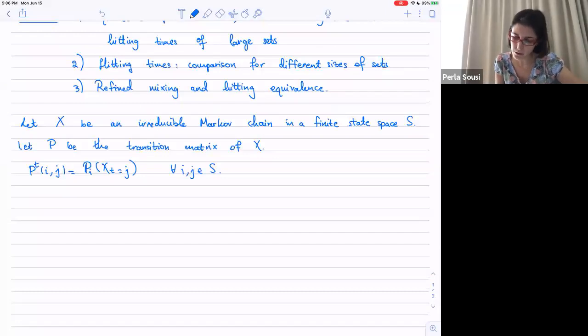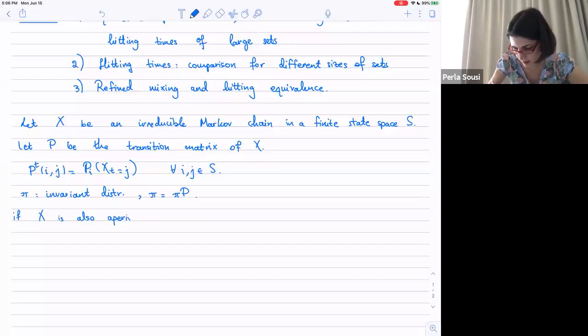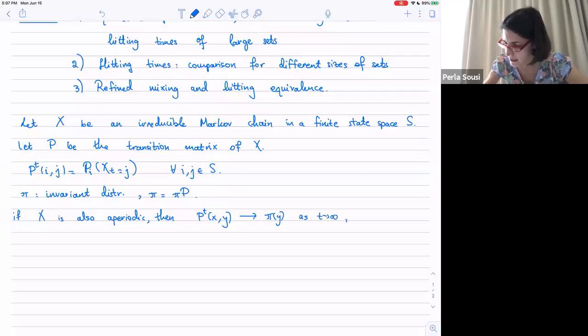For all i, j in the state space S. Because the Markov chain is irreducible, which means that you can go from any state to any other state in a finite number of steps with positive probability, and it takes values in a finite state space, there exists a unique invariant distribution. So pi is going to be the invariant distribution, which means that pi is equal to pi P. And if X is also aperiodic, then it's classical that the transition probability P^t(x,y) converges to pi(y) as t goes to infinity. And this is true for all x and y.